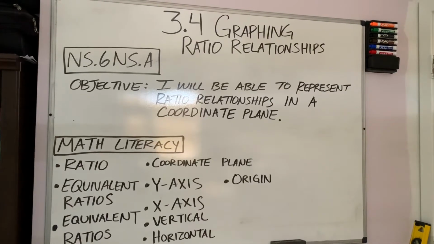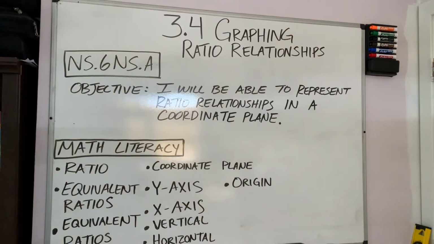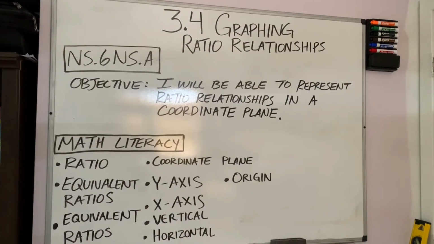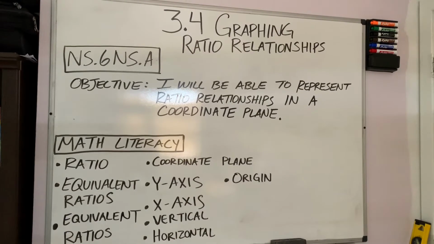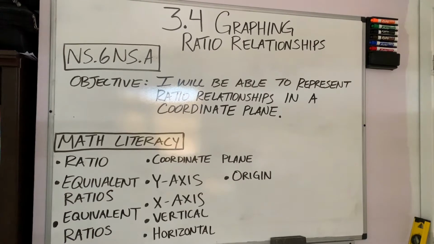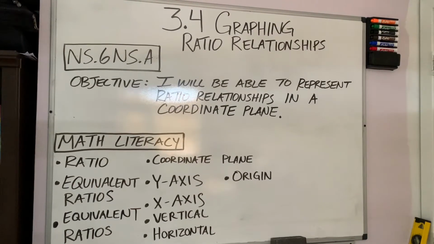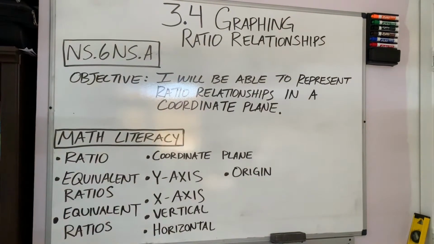All right, welcome. So today we're going to be working with 3.4 graphing ratio relationships. Our standard is 6th grade number sense A, and your objective is that you will be able to represent ratio relationships in a coordinate plane. Mathematical literacy, we have ratio, equivalent ratios, coordinate plane, y-axis, x-axis, vertical, horizontal, and origin. Let's go ahead and get started.